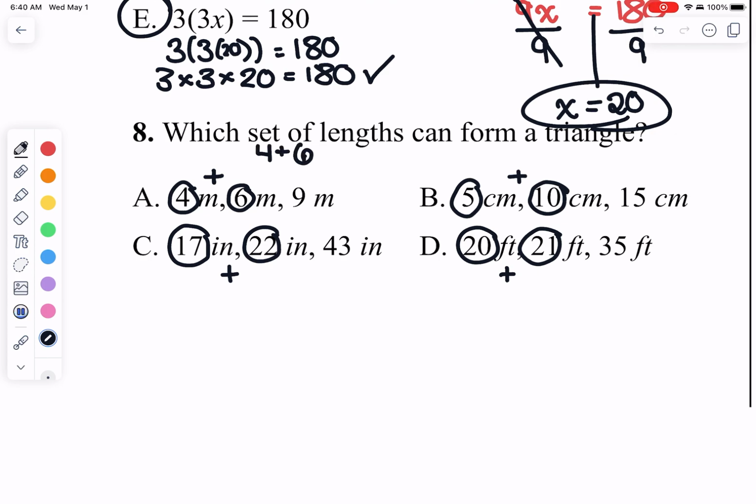And I ask myself, is it greater than 9? Well, 4 plus 6 is 10. Is 10 greater than 9? 10 is greater than 9. A will make a triangle.